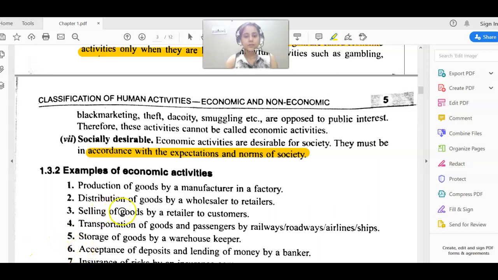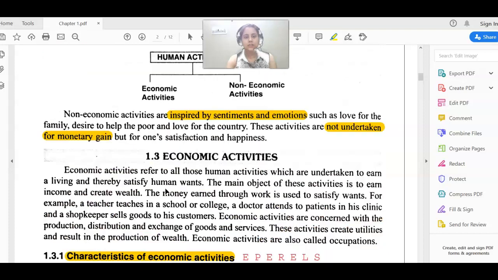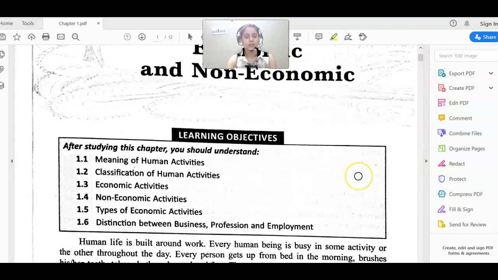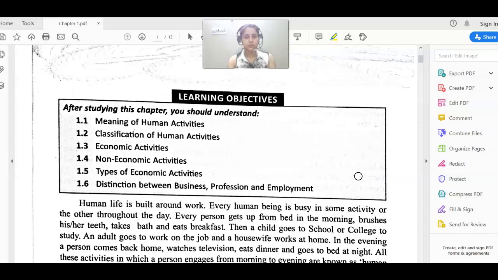Hi, this is part 2 of chapter 1 of the Commerce Grade 11 ISC syllabus. Yesterday we discussed what human activities are. Any activities taken up by humans in their daily routine are known as human activity. Human activities are further divided into two, which are economic and non-economic. We also discussed what economic activities are in my first video.